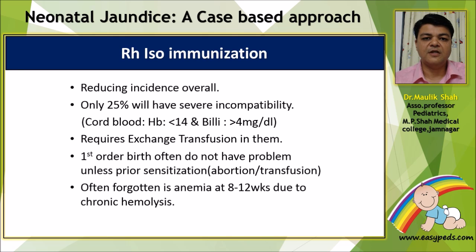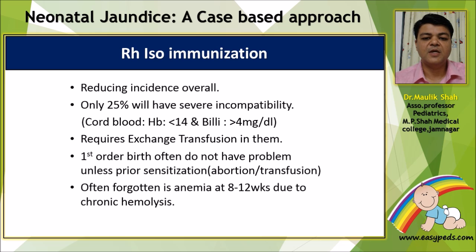RH isoimmunization, a word about it. Overall we know that RH isoimmunization was one of the leading causes of bilirubin-related encephalopathy and its damages. Nowadays we find that the incidence is overall reducing. Only 25% of the total DCT positive cases will have severe incompatibility, meaning where the cord blood hemoglobin is usually less than 14 or bilirubin is usually more than 4 mg per deciliter at birth. They usually require extended transfusion.